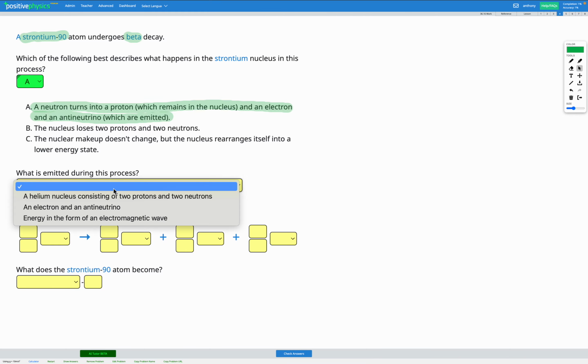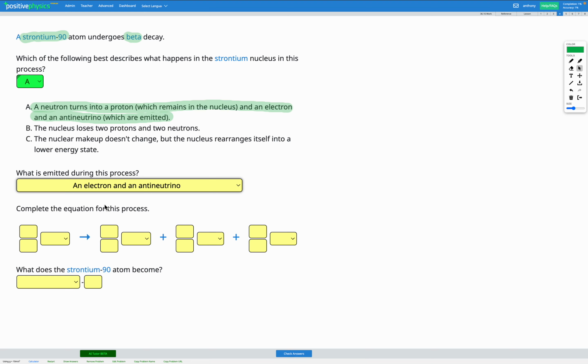And in this process, what's emitted? An electron and an antineutrino are emitted. So our goal is to write the full equation for this process. So we know we're starting with strontium-90.